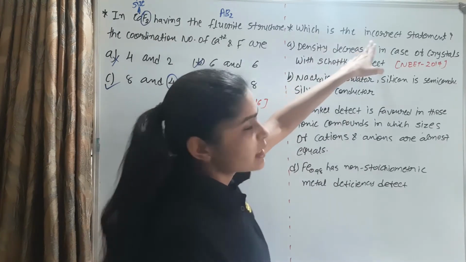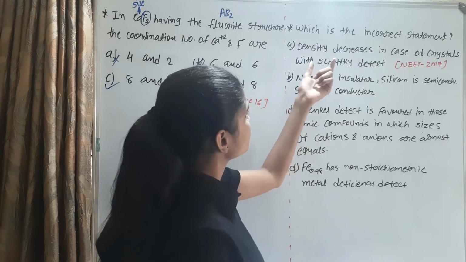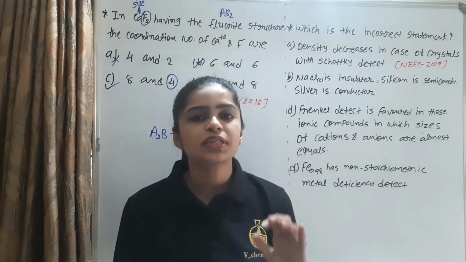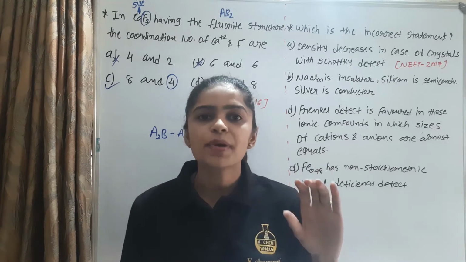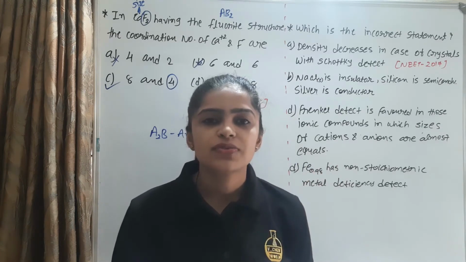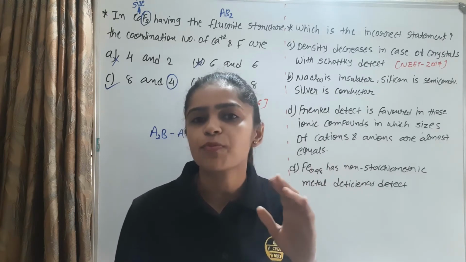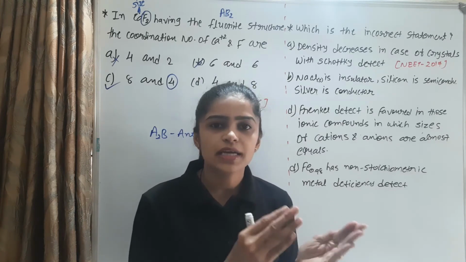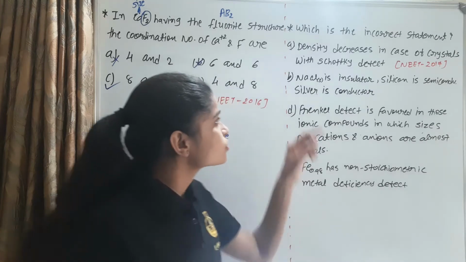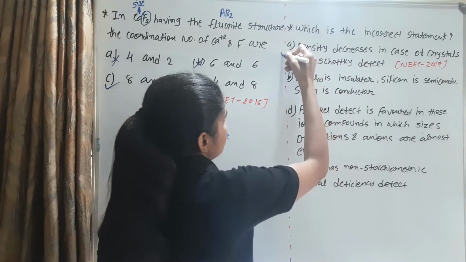Next, which is the incorrect statement? First statement: density decreases in case of crystals with Schottky defect. Yes, this is right, because in this Schottky defect an ion pair is removed. When an ion pair is removed, for example Na plus and Cl minus, its total mass is 58.5. When this pair is removed, the mass loss is 58.5. Density is directly proportional to the mass. When mass decreases, density decreases. So this is the right option.